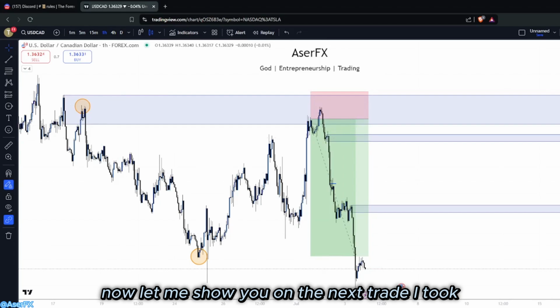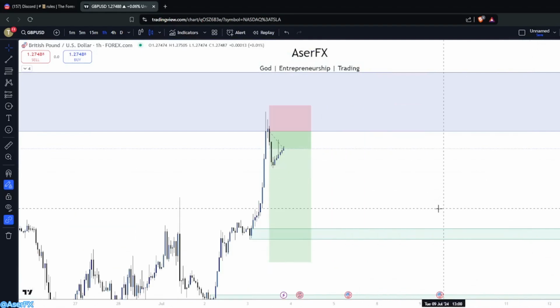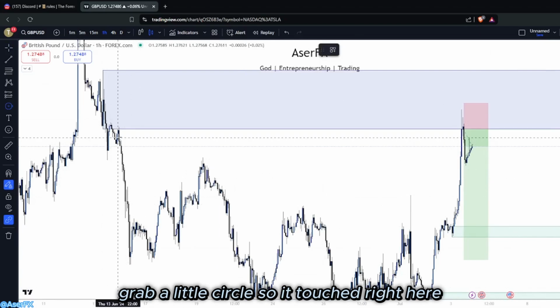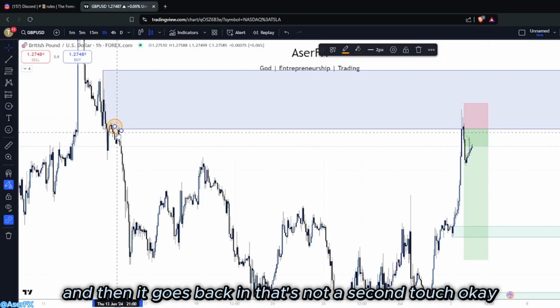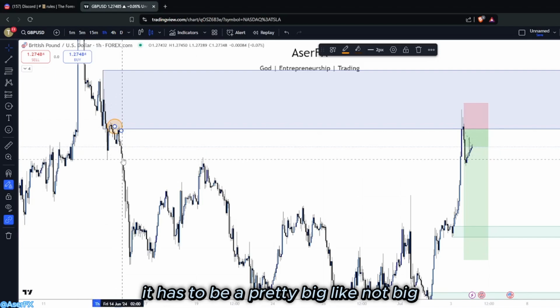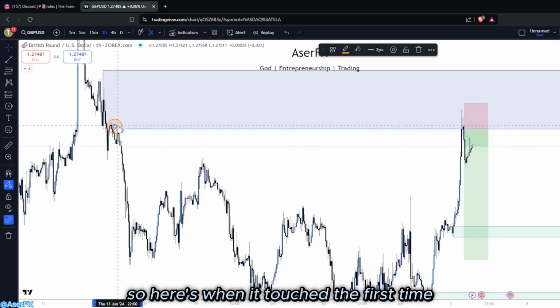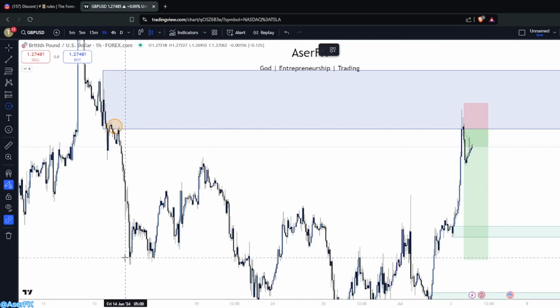Now, let me show you the next trade I took, or I'm actually in this trade right now. So, show you. Grab a little circle. So it touched right here. By the way, if it goes in the order block and then goes a little bit out and then goes back in, that's not a second touch. It has to actually go like right here. It has to be a nice move. So here's when it touched the first time, and here is how low it went.